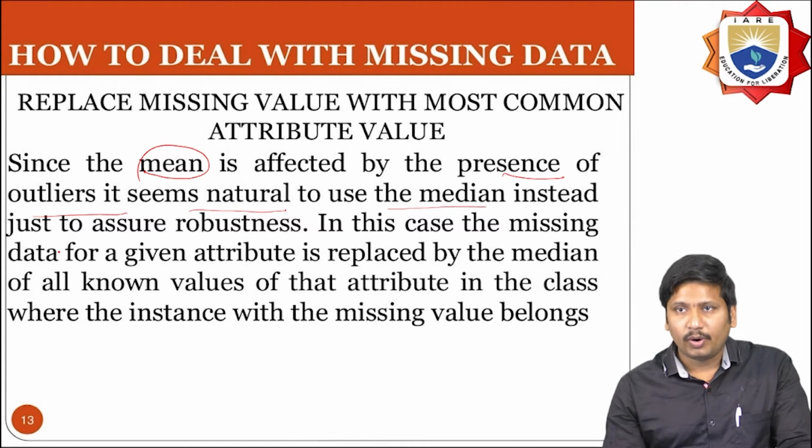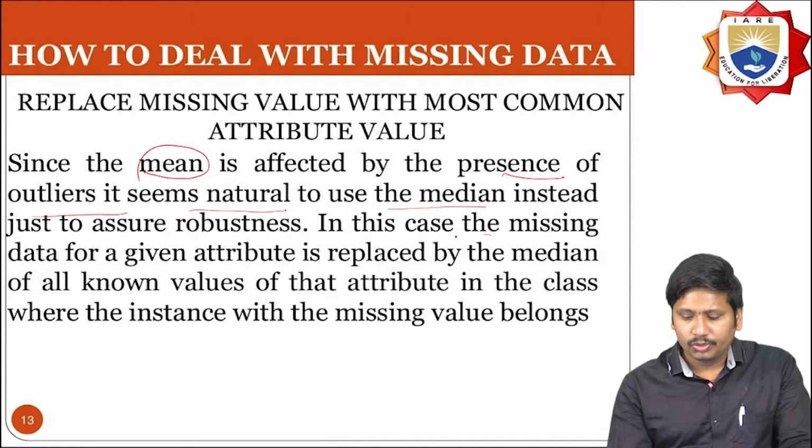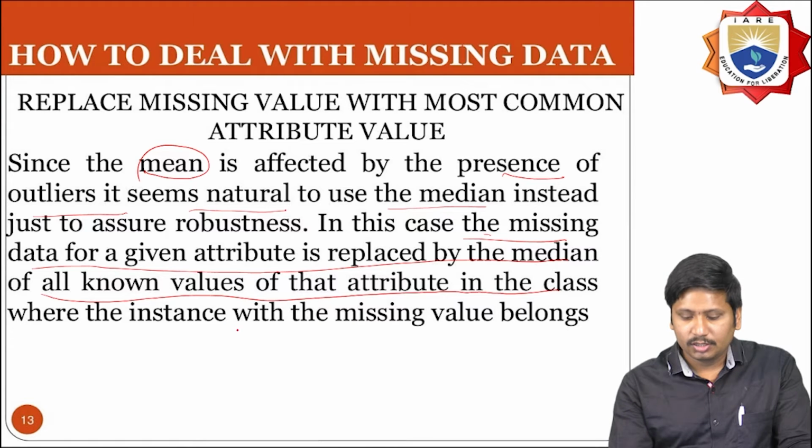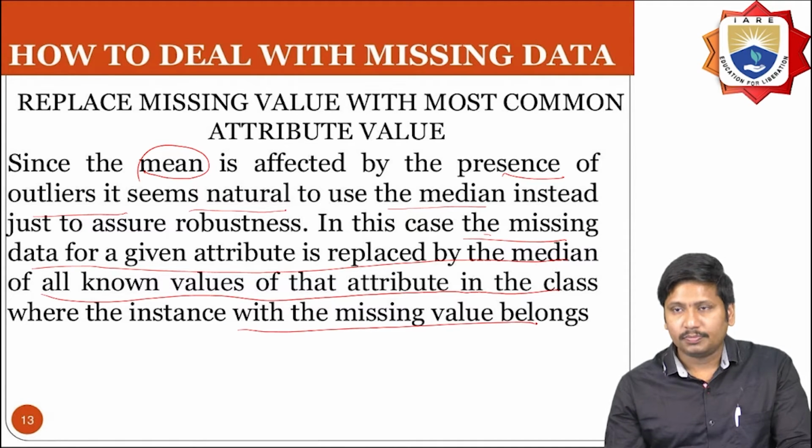So in order to avoid that kind of problem, what I'm going to use here is the median, because the mean is going to be affected by some values in the table. So instead of that, I can use the median also. So this is another way. In this method, the missing data for the given attribute is going to be replaced by the median of all known values of the attribute in the cell where the instance with the missing value belongs.